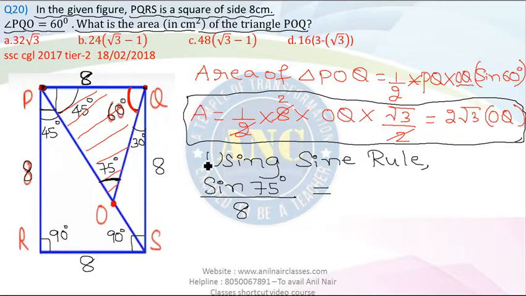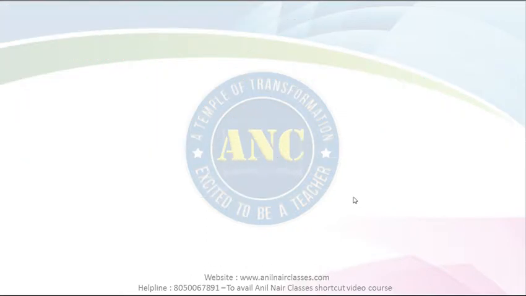Same thing I am doing here also. Which value I require right now? I require OQ. That means OQ is this particular line. What is the opposite angle of OQ? It is 45 degrees. That means I can also write this as sine 45 degrees divided by side opposite to 45 is OQ. Now sine 75 value, I am sure that you should be knowing that value.